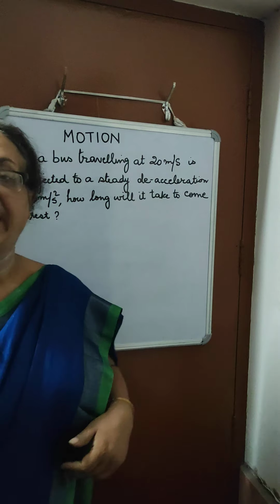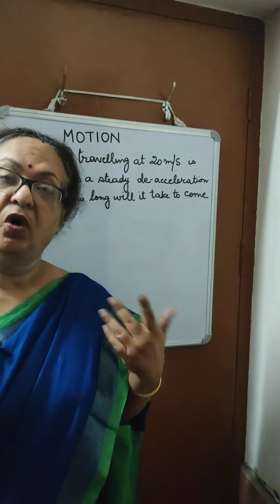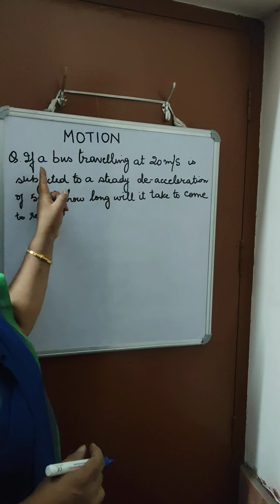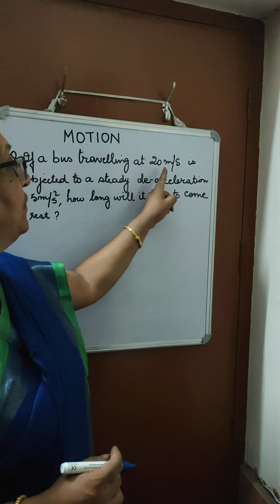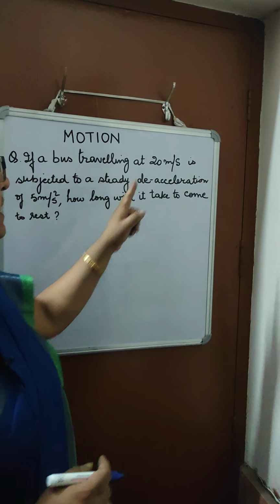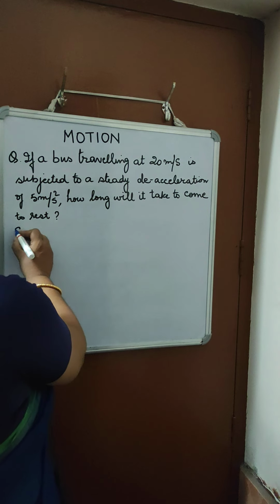So what we need to find? We need to find the time. How long will it take to come to rest? So let's again see what all is given here. A bus traveling at 20 meter per second. So what is this 20 meter per second? It is the initial velocity.